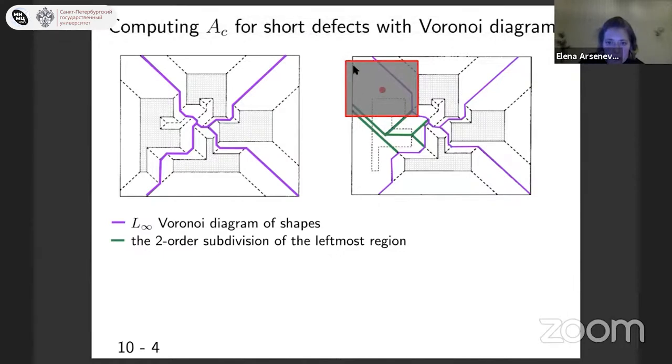So let me just draw a little bit. Right, so my diagram actually knows, because it's a subdivision according to the second nearest site. So if I locate my point in my diagram, I ask in which face my point lies. Then it says it's a face of this shape. And then I just calculate the L infinity distance from my point to this shape. And this is exactly the size of the smallest square to cause the break, if its center is in my point. Oh, sorry, not a break, but a short.